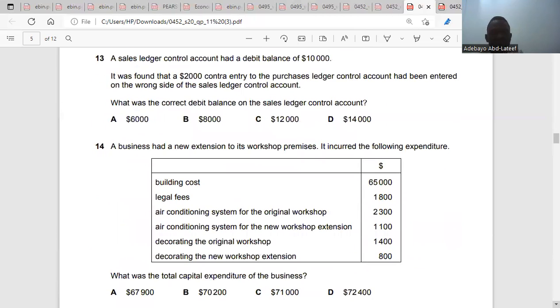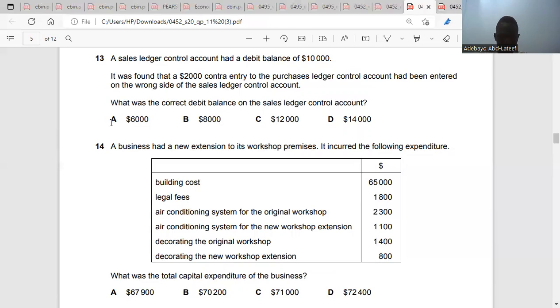A sales ledger control account had a debit balance of 10,000. It was found that a contra entry of 2,000 to the purchase ledger control account has been entered on the wrong side of the sales ledger control account. So we have to make a suspense account there. To make the suspense account, we double the 2,000, making 4,000. So 10,000 minus the 4,000 gives us 6,000. So question 13 is A, 6,000.